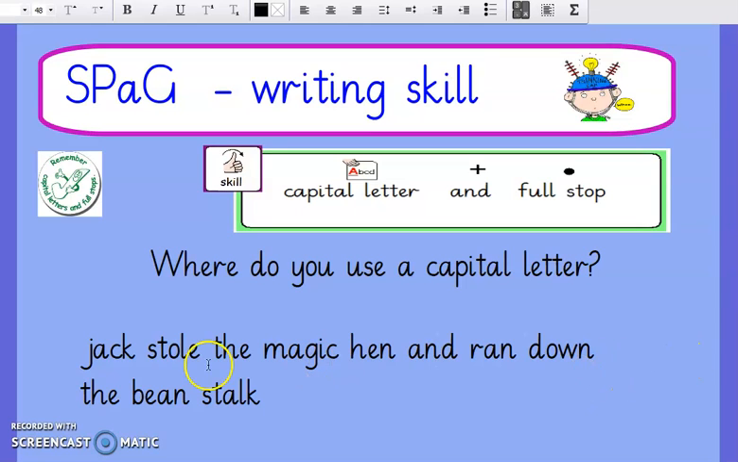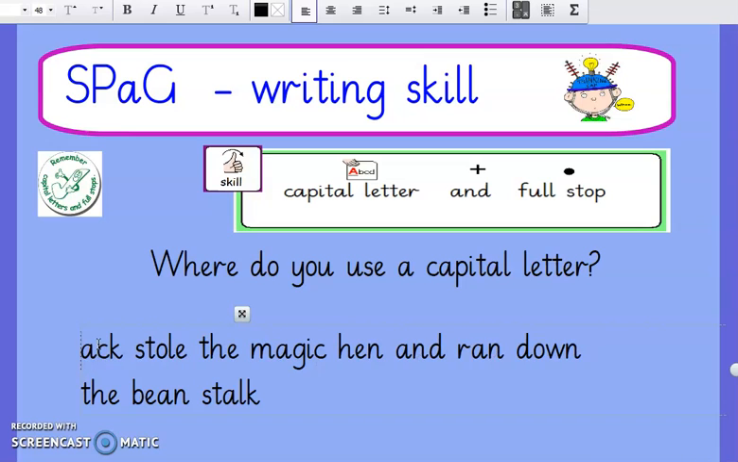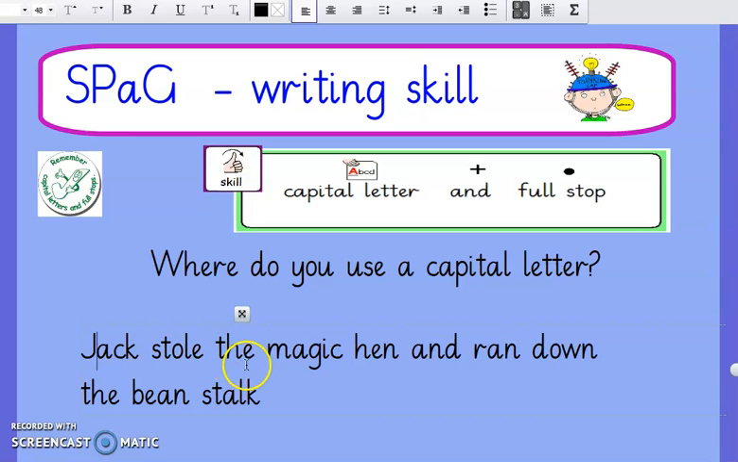Now let's have a look at your answer. Capital letter at the start of a sentence, and for Jack's name. Jack stole the magic hen and ran down the beanstalk, and a full stop at the end.